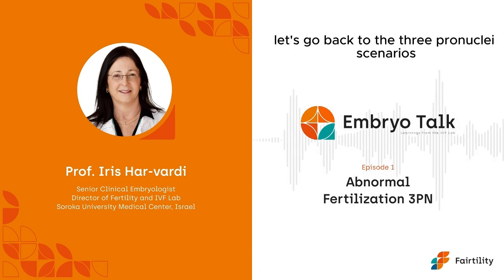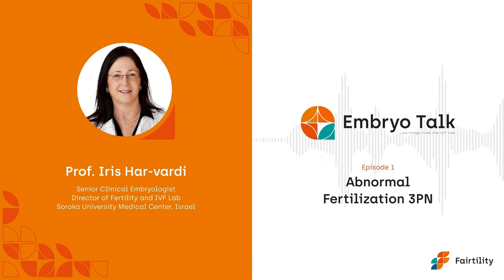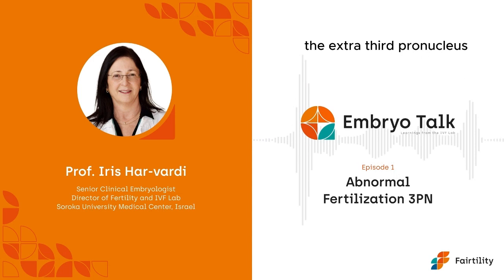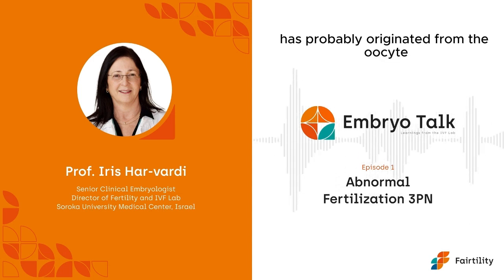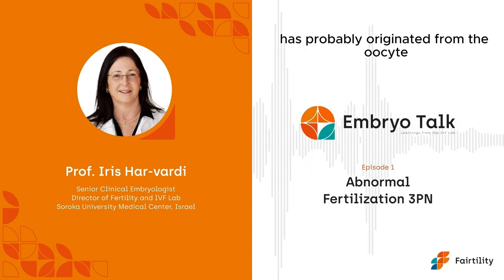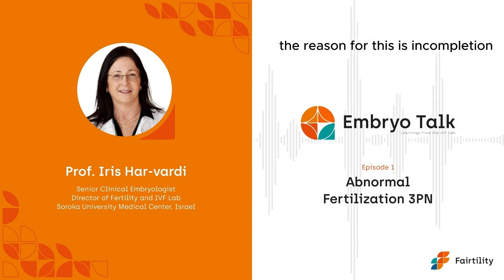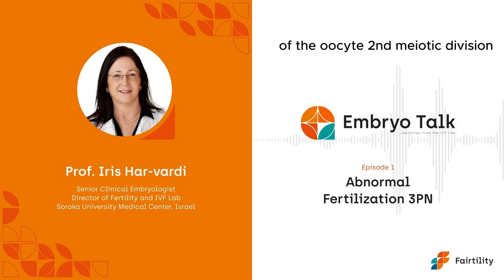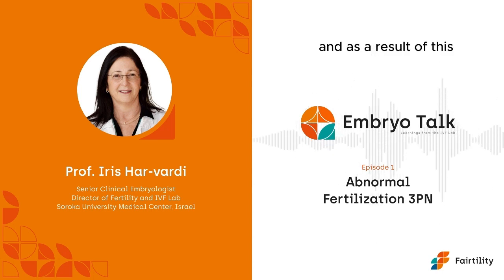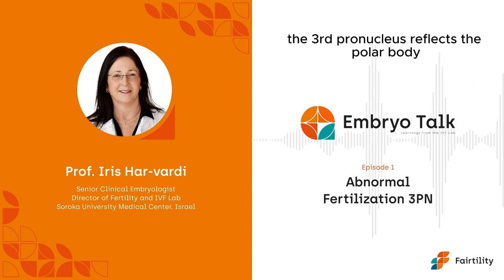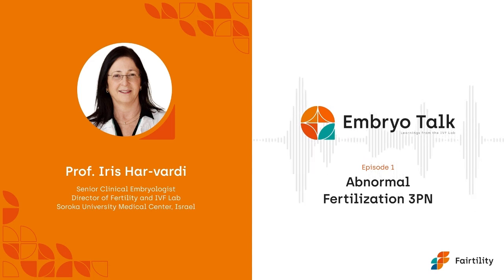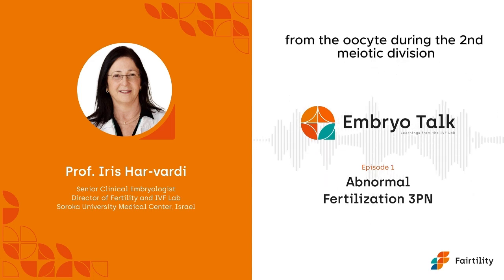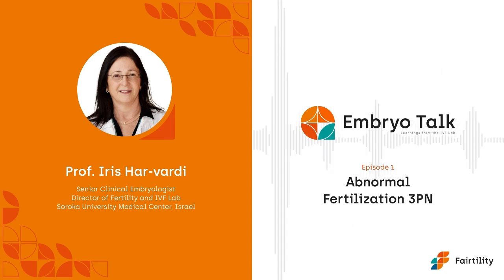Let's go back to the 3 pronuclei scenarios. In the case of 3 pronuclei and 1 polar body, the extra third pronucleus has probably originated from the oocyte. The reason for this is incompletion of the oocyte's second meiotic division, and as a result of this, the third pronucleus reflects the polar body that didn't separate from the oocyte during the second meiotic division.